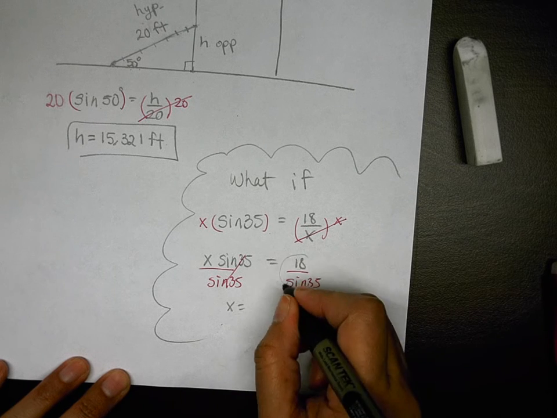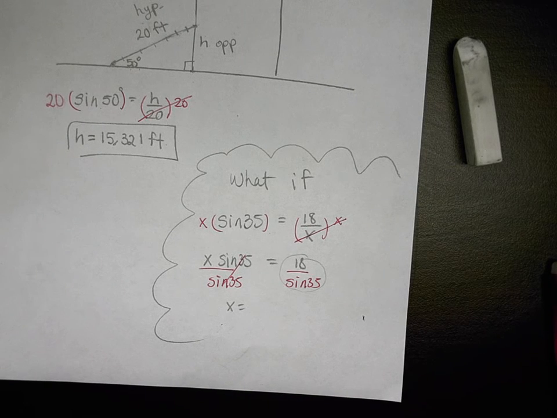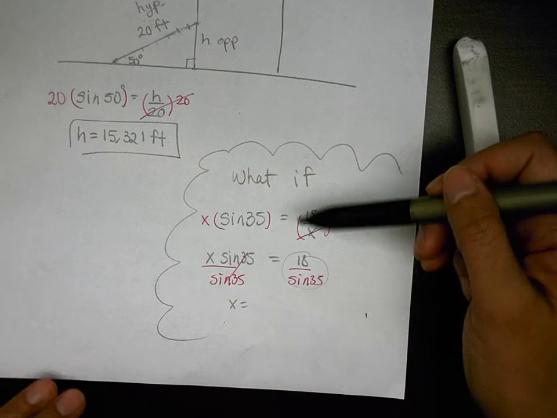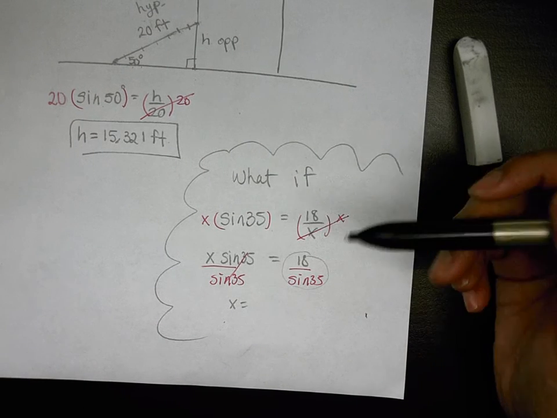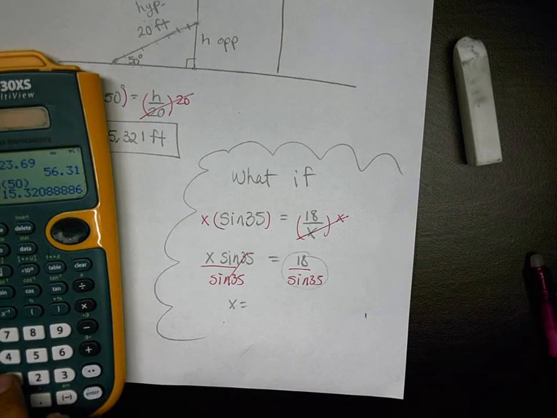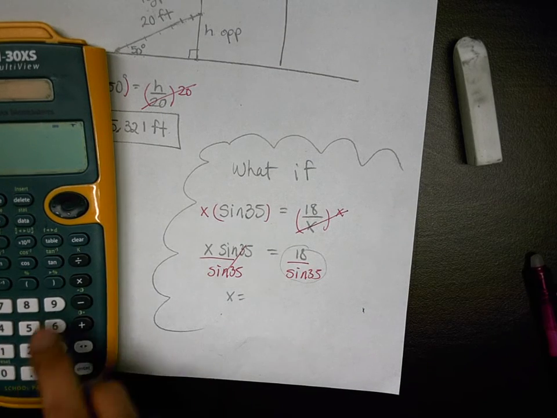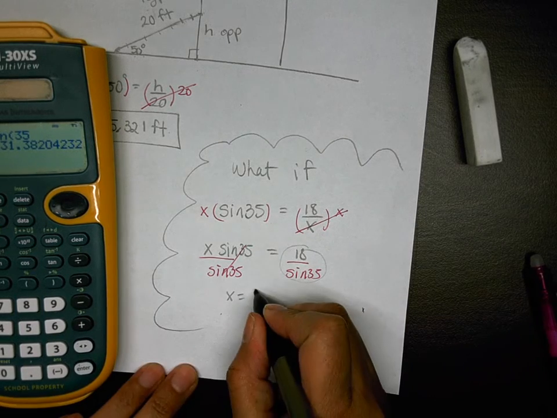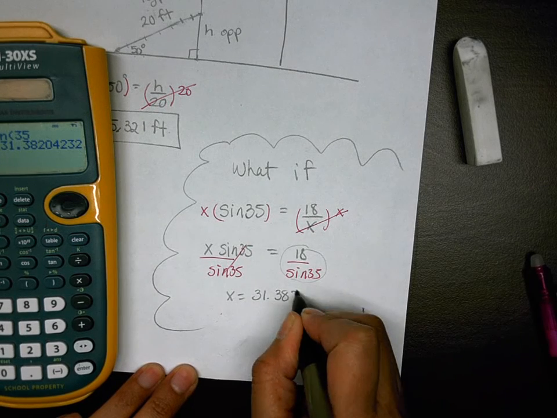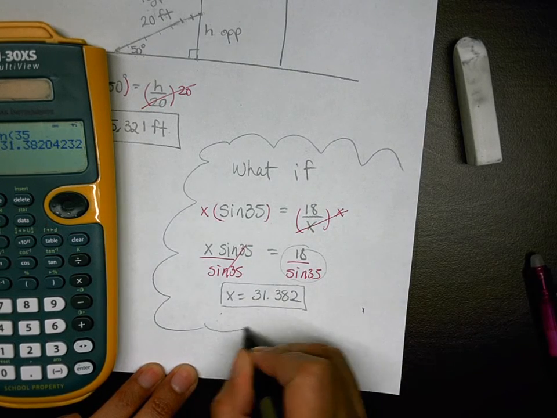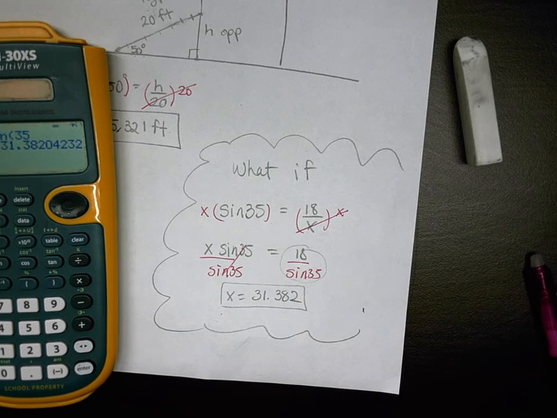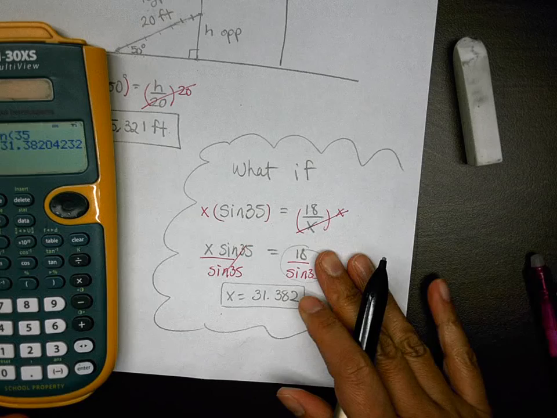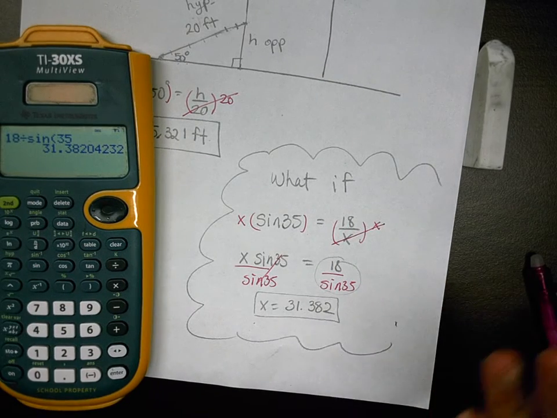Can you guys just plug that in just for practice? 18 divided by sine of 35, just to make sure we can all plug it in. And write this down just to make sure you have it in case it comes up. 18 divided by sine of 35. 31 point what? 382, did everybody get that? Yes or no? Okay, so write it down, plug it in, make sure you know how to address it, because it is just an extra step, it's a little different.